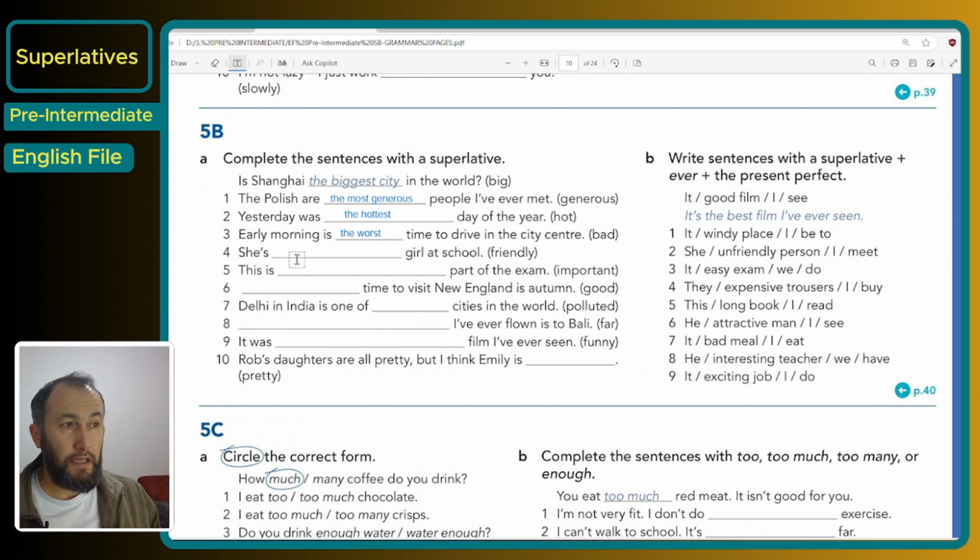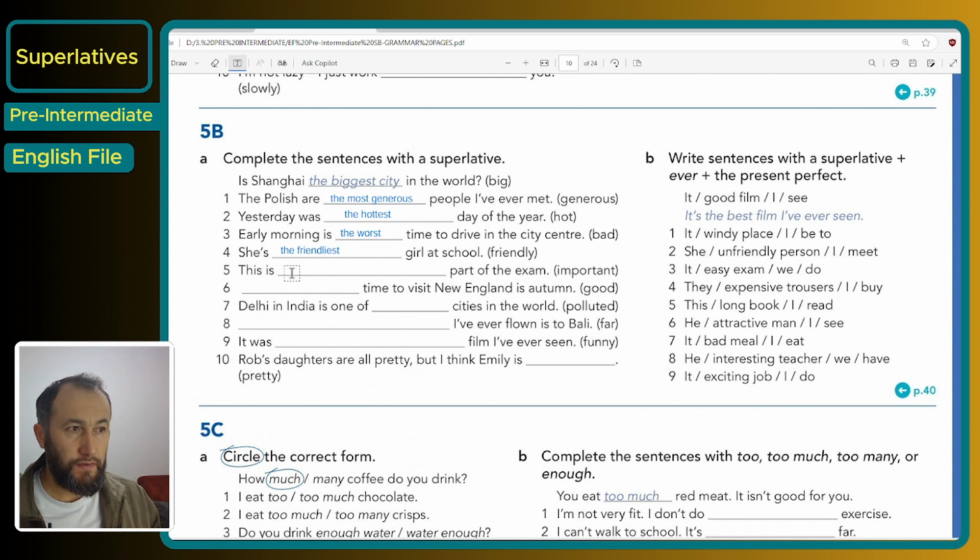She's friendly, so friendly. She is the friendliest, because there's why. She is the friendliest. So why I'm changing to I and then I'm adding est. She is the friendliest girl at school.